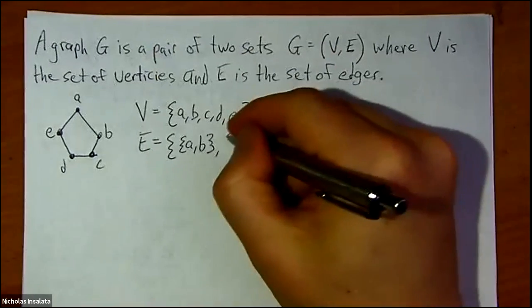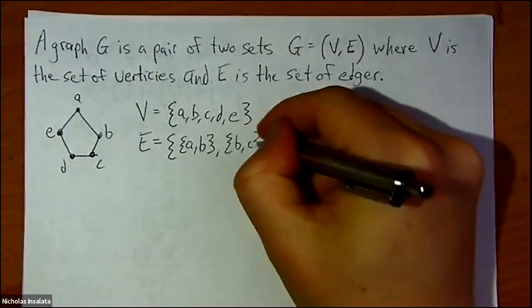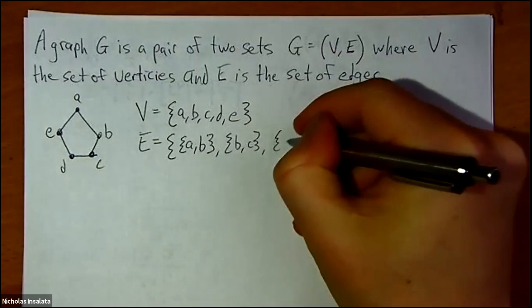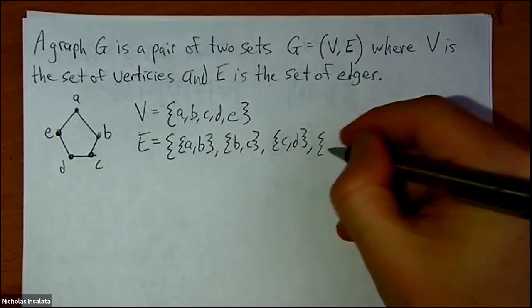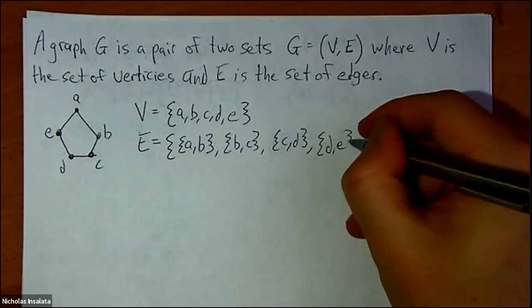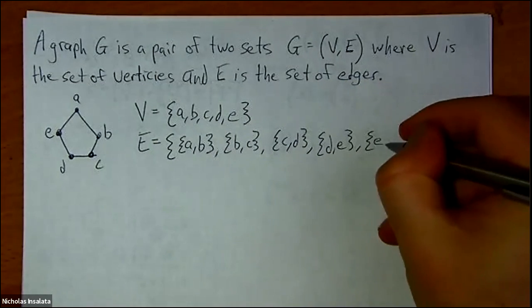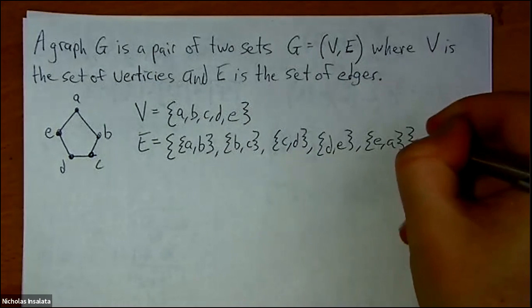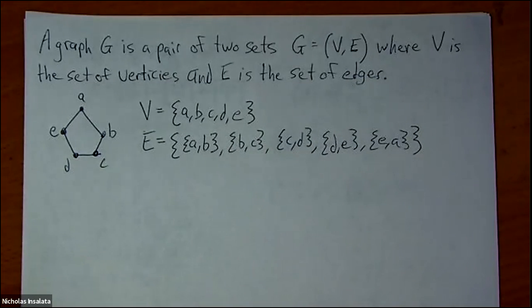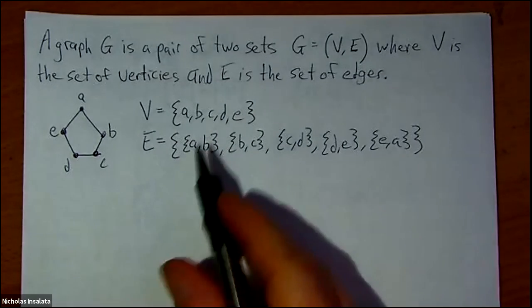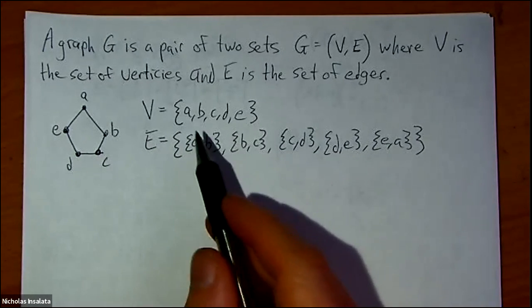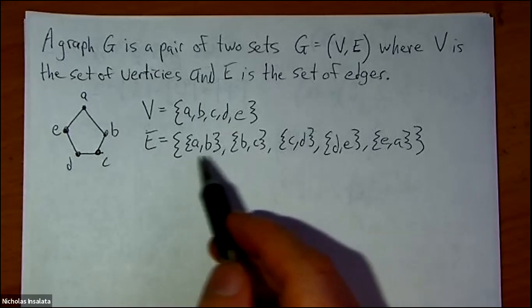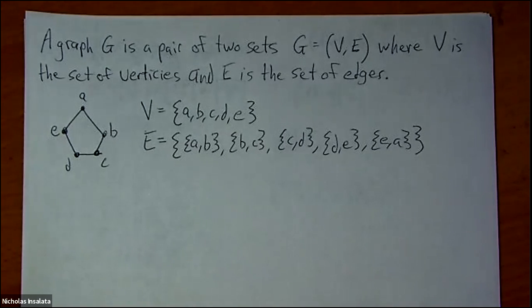Okay, BC, CD, DE, and finally EA. Cool. Okay, so we have our vertex set, and then we have our edge set, and our edge set is a collection of sets of two vertices, right?